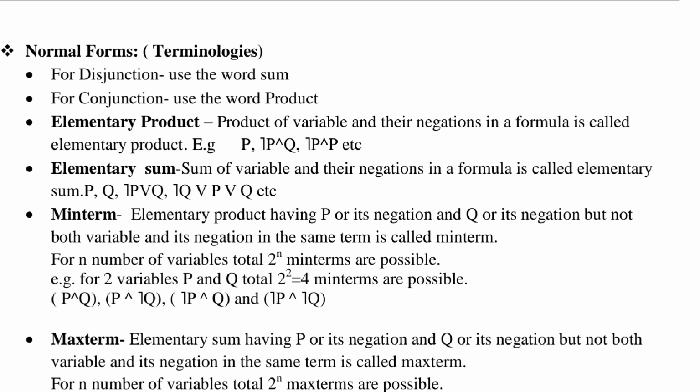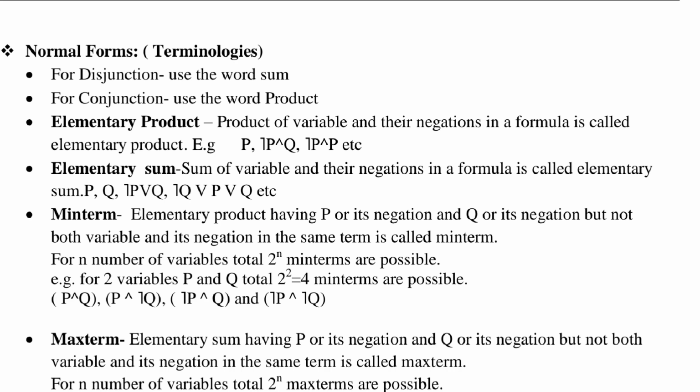Minterms. An elementary product having P or its negation and Q or its negation, but not both a variable and its negation in the same term, is called a minterm. For n number of variables, a total of 2 raised to n minterms are possible. For example, P and Q are 2 variables, so the total minterms are 2 raised to 2, which is equal to 4 minterms possible for the 2 variables P and Q.